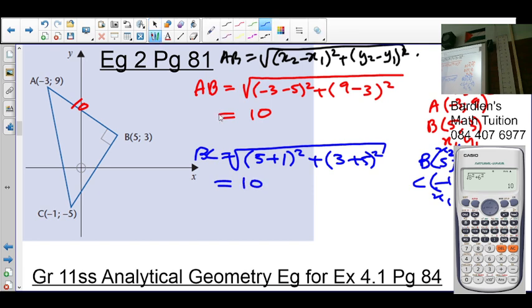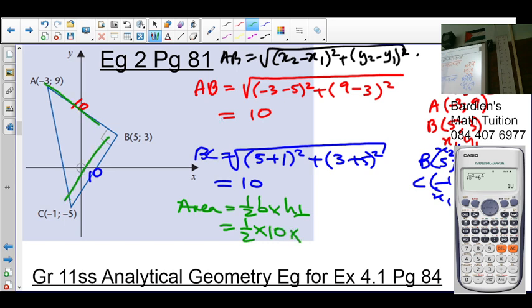Can somebody just confirm that? Is it correct? Right. Have I answered the question? No. What was the question? To calculate the area. So the area of a triangle is going to be half base times perpendicular height. So you go half. What's my base? 10. And what's my perpendicular height? Also 10. So it's going to give you an answer of 50 units squared. Is there any confusion at this point? Any questions?